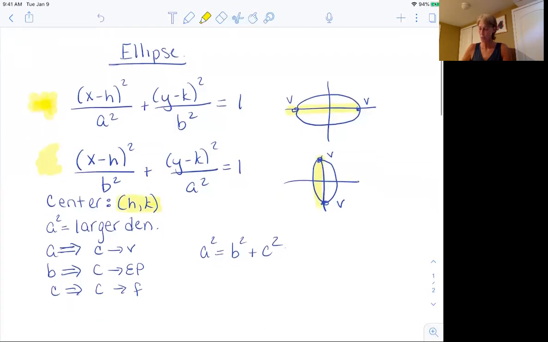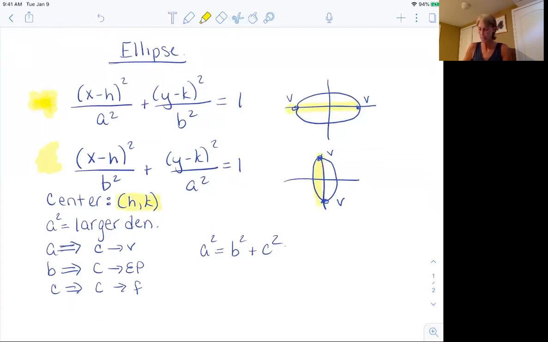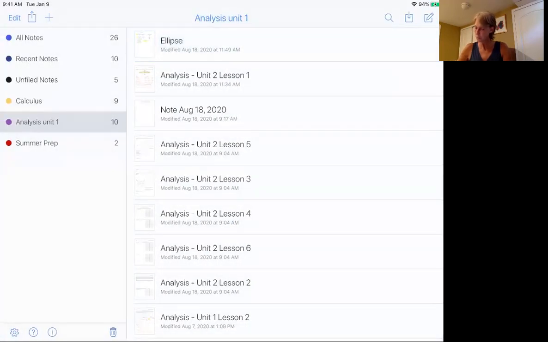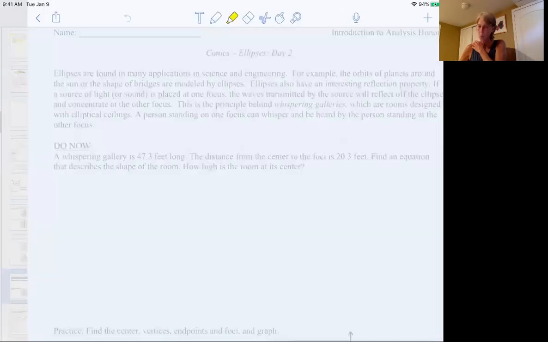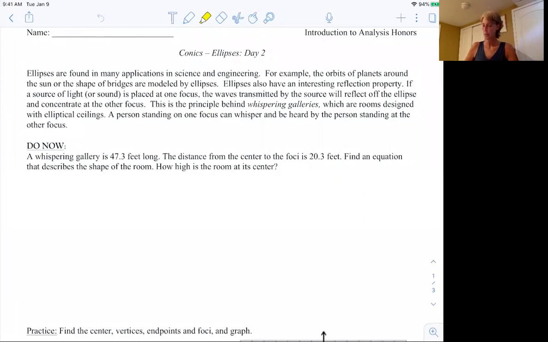Okay. So we just want to remember one more thing, that our a value is the distance from the center to the vertex. Our b value is the distance from the center to the endpoint. And our c value is the distance from the center to the focus. And lastly, our equation to find any missing information is a² equals b² plus c². So now we can turn to our lesson and begin.